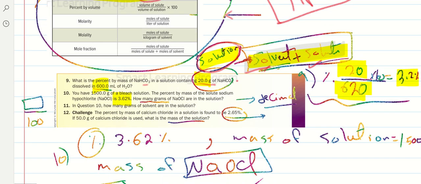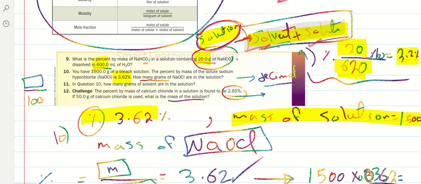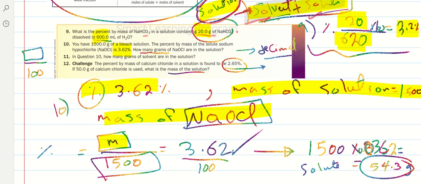I know the mass of the solution, which is 1,500. They gave it to me. And I know the percent by mass, 3.62. What is the mass of sodium hypochlorite? This is the mass of solute divided by this, it will give this, but pay attention, it is percent.